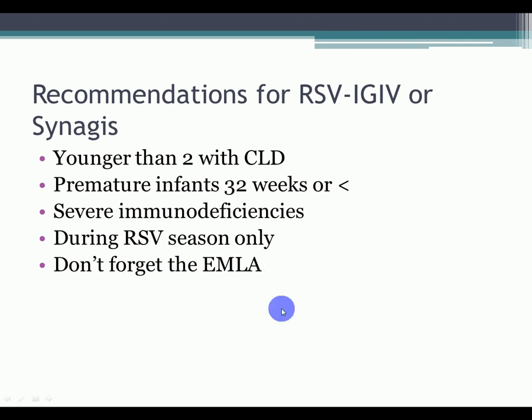And don't forget the EMLA cream. If they're going to be coming in for these injections and you know they're going to be coming in, then you can put that EMLA cream on an hour before to decrease the pain at the site.